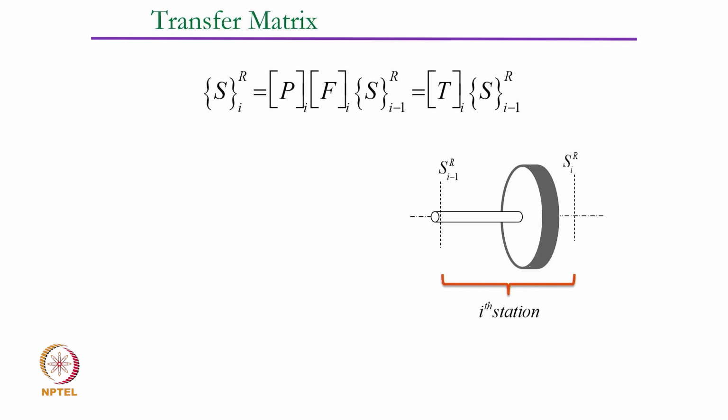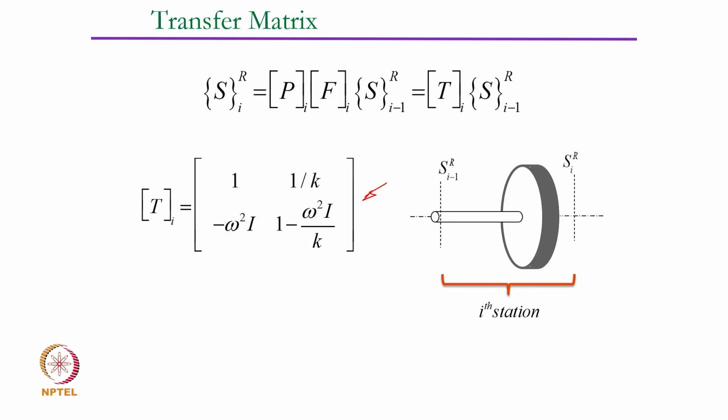So this transfer matrix, if you multiply using all the individual elements that we found for P and F, the net product is going to turn into this. So the matrix of the ith segment is going to be 1 by k, minus omega square I, 1 minus omega square I by k. So k is basically the stiffness of the shaft element, and this will be for the ith segment, and it will relate this state vector with this state vector.